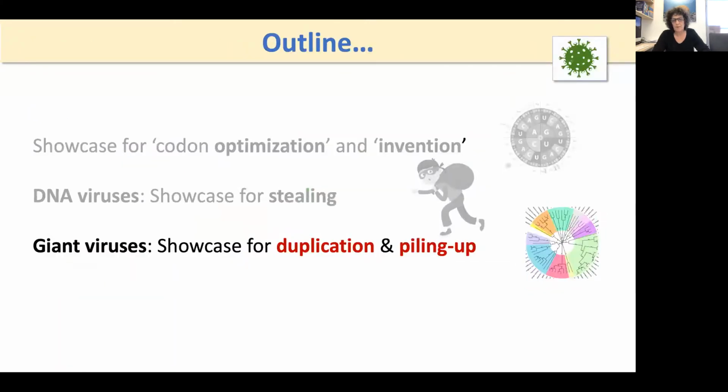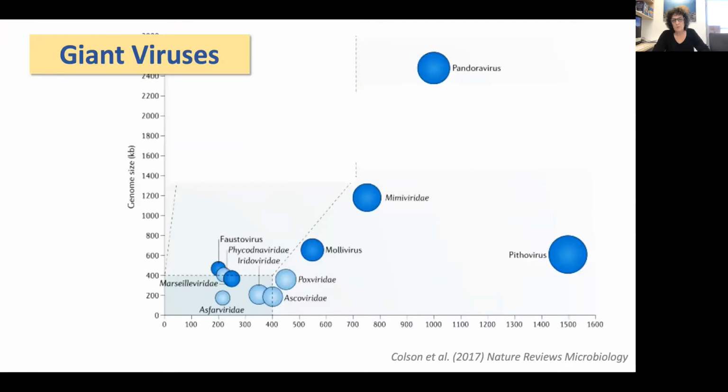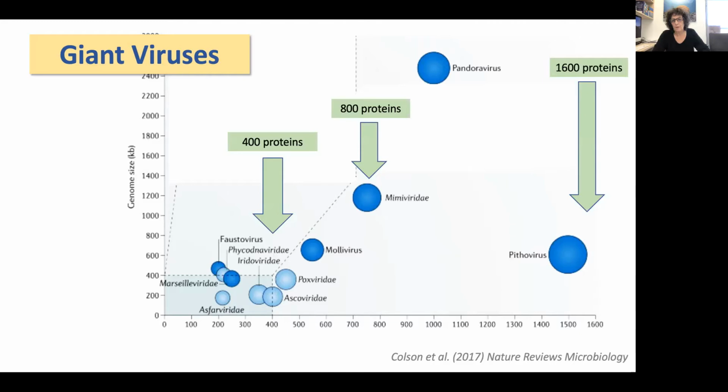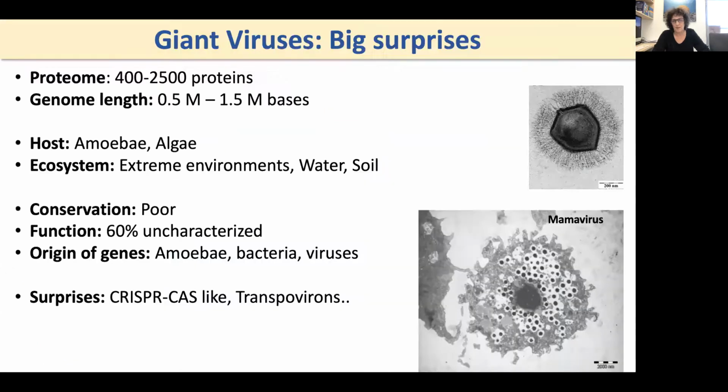The last point is really going back to giant viruses, which show how they use duplication and piling up. What you see here is giant viruses that have not only 400 but 800, more than 1,000 proteins. This is a new growing family. Just to put the coronavirus in the corner, it's not a giant virus, just to show that we are talking about a different scale.